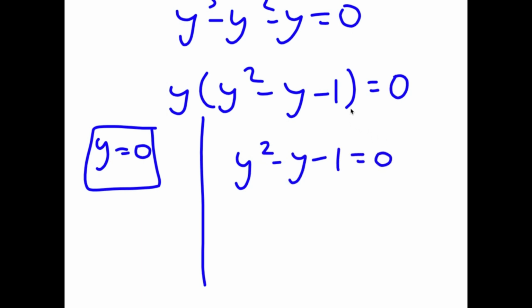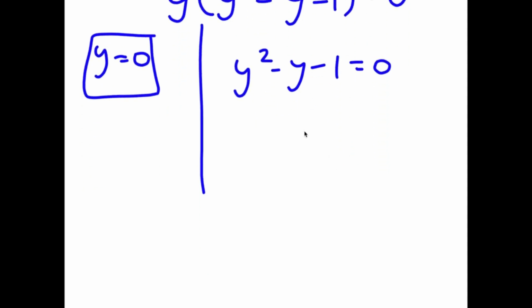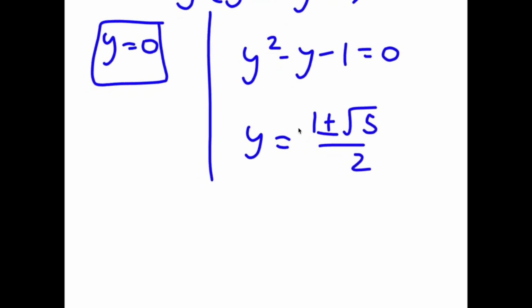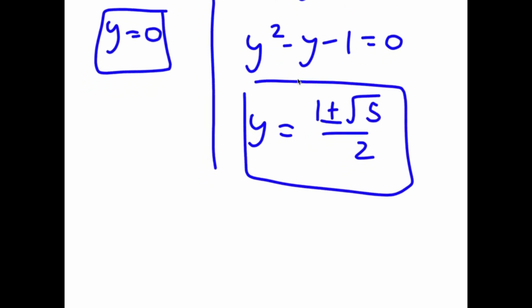To solve this, I would have to use the quadratic formula, and I'm not going to waste your time by doing all of that, but if I solve this, I should get that y is equal to 1 plus or minus the square root of 5 over 2. So these are two more solutions of y.